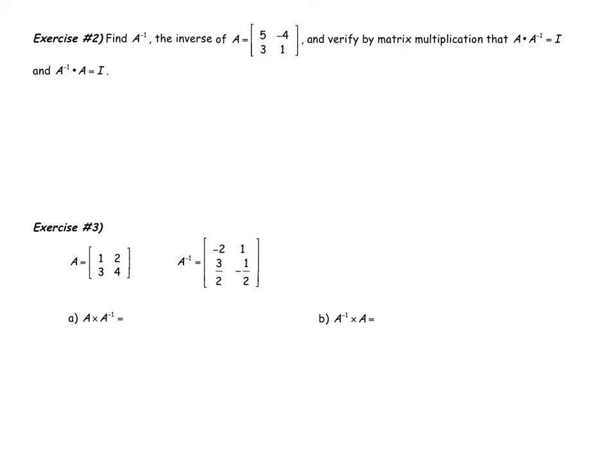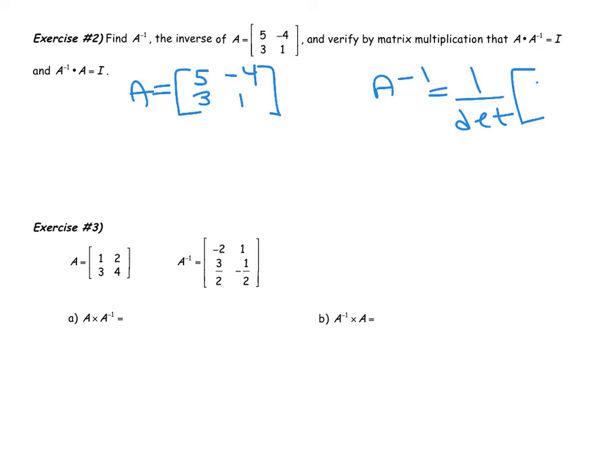The question says find the inverse of a matrix and verify by matrix multiplication that we get back to the identity. Okay, no big deal. So here's matrix A, and we want to find the inverse. Well, the inverse for a matrix is to take 1 over the determinant. We switch A and D, and we negate B and C. Okay, so let's actually do it.